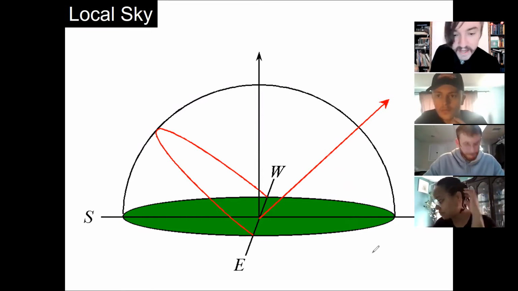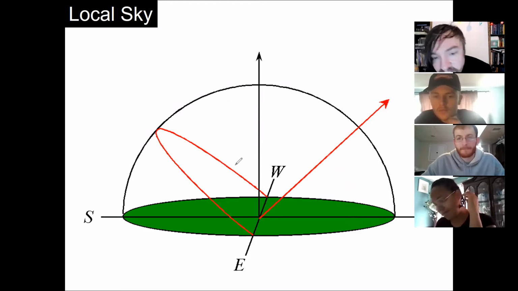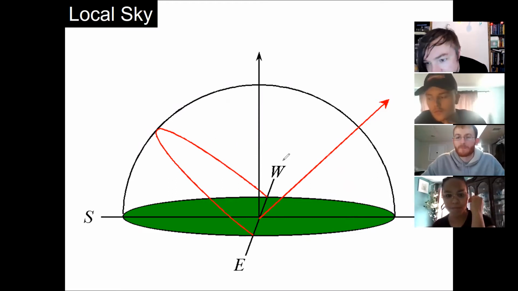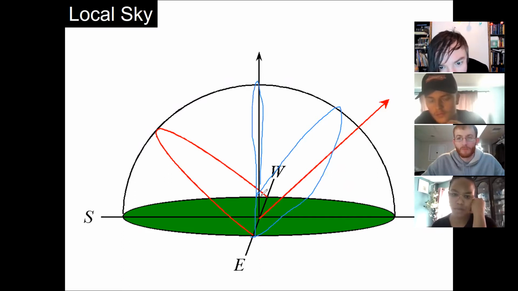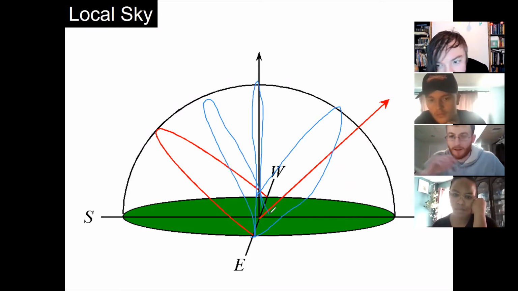But here's my problem, Nick. I could imagine a lot of different paths from east to west. For instance, I could imagine starting east and going like that to get to the west. Or I could go up over the zenith to get to the west. Or I could go like, yeah.